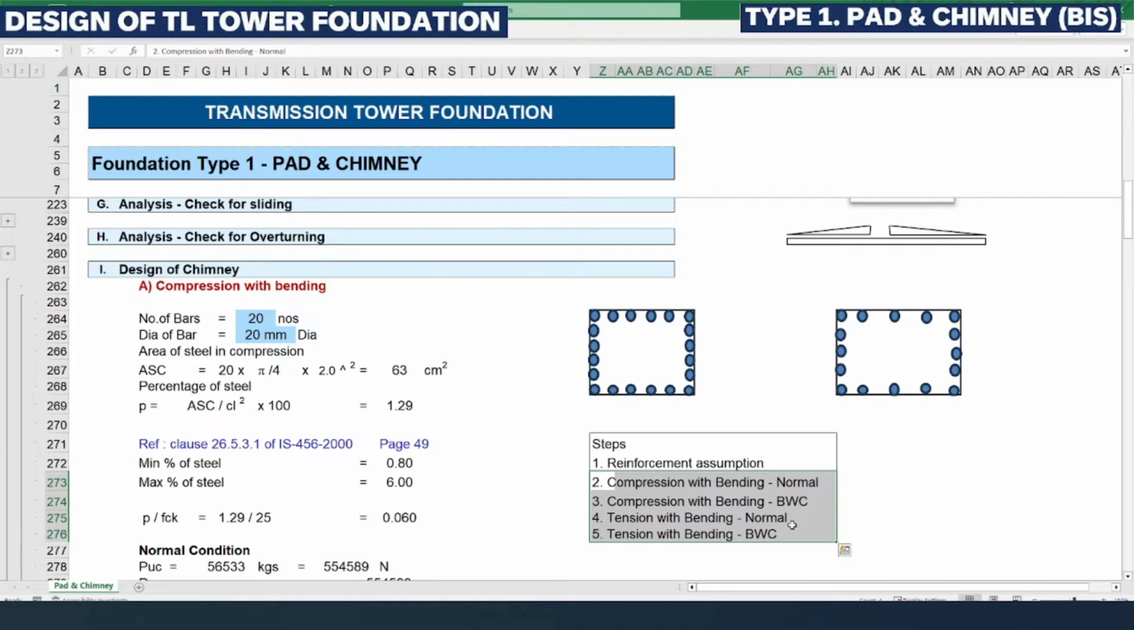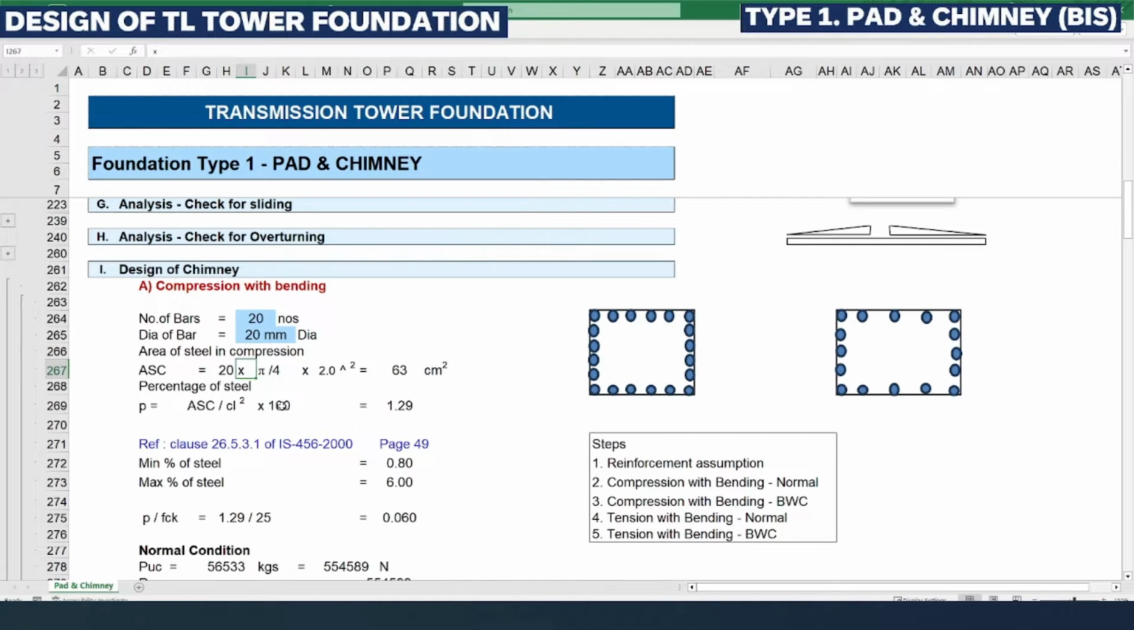and the third one is compression with bending for broken wire condition. Followed by that, tension with bending we need to check for normal and broken wire conditions. So these are the 5 steps we need to do for design of chimney. First one is number of bars. We had already considered 20 bars of 20 mm diameter.